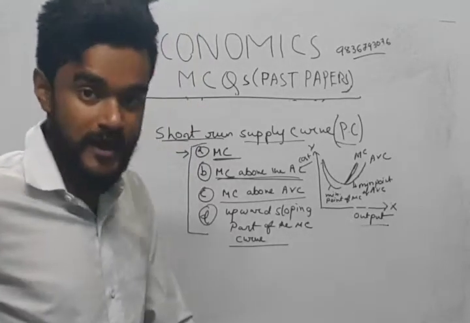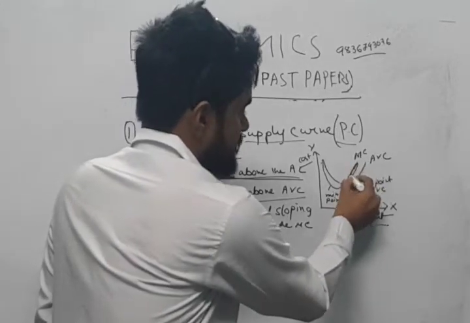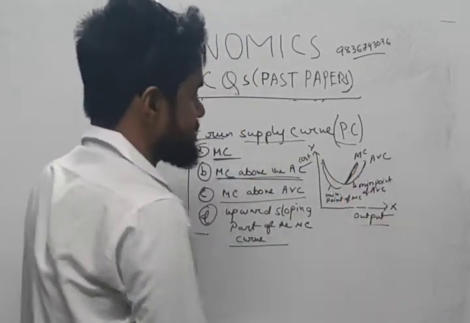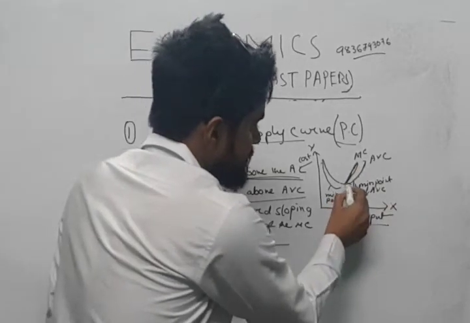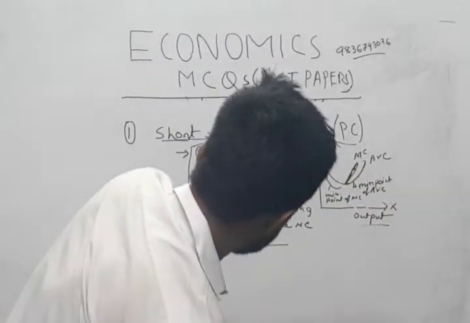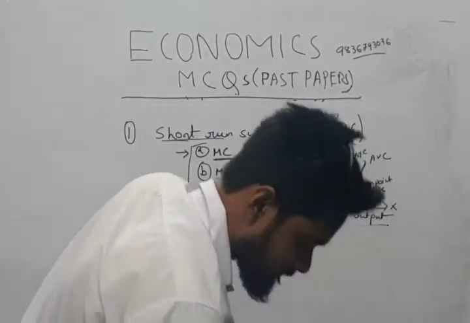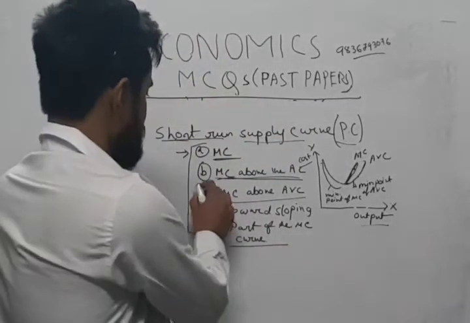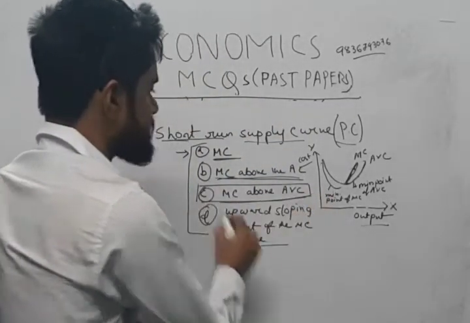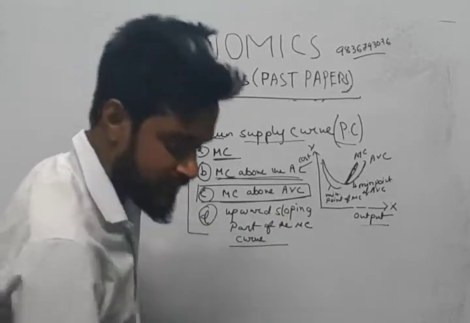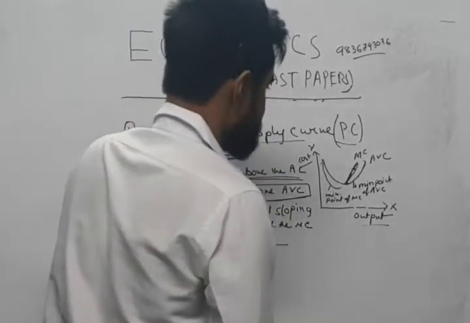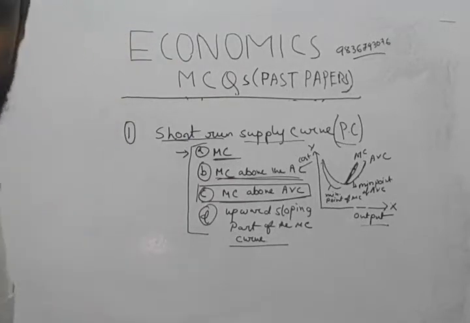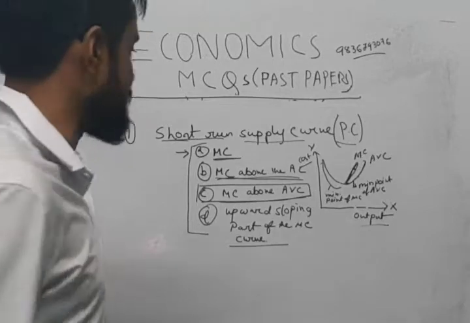So the portion where the MC curve is the supply curve, we know, is the portion of MC which lies above the minimum point of AVC, which is this. So this portion will be the supply curve. So for this we know the right answer would be option C. That is the portion of MC which lies above AVC is what is known as the supply curve. So just allow me to rub this off so that I can explain it a bit with a different diagram.